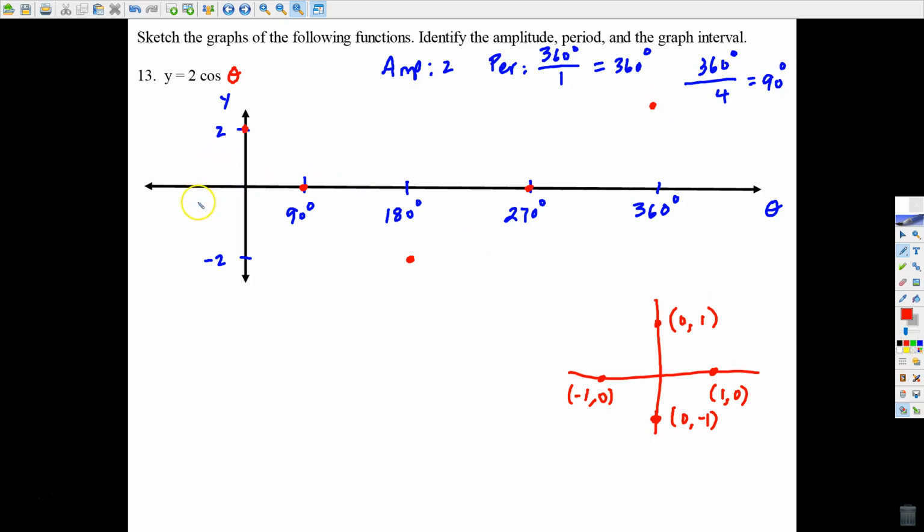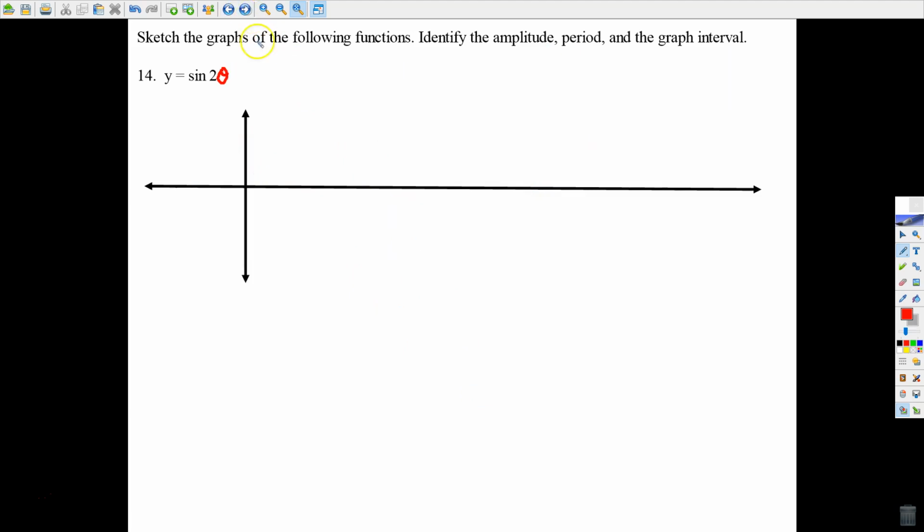And that's our graph, and we'll just show the positive side, so we'll have to come up to 2, and then we just go through all of these points. And then we'll just show heading back down in that direction. And that is the graph for number 13.